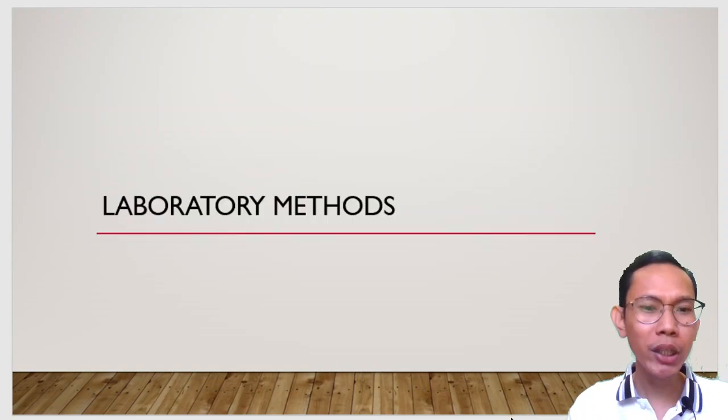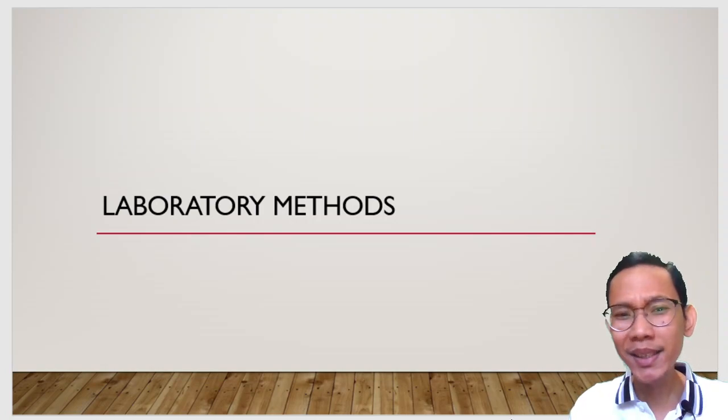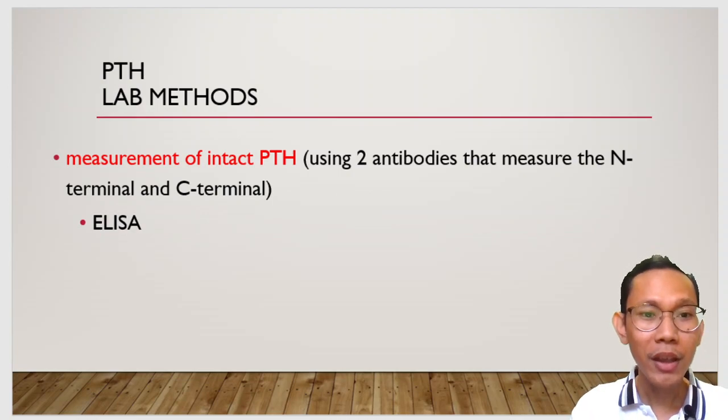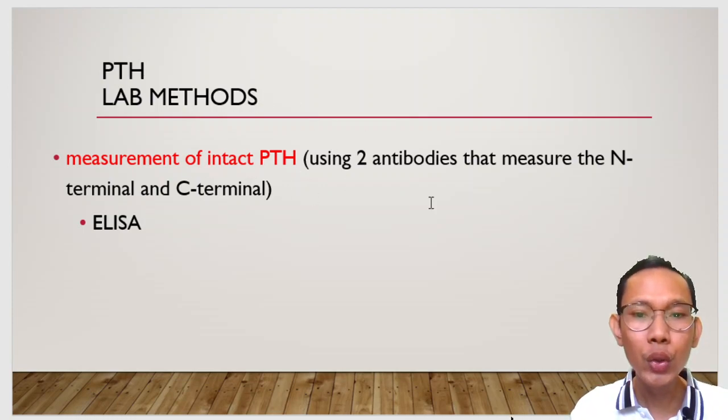Now, let's proceed with our laboratory methods. I guess guys, this is gonna be a very short discussion lamang. So, for the laboratory methods, we will be measuring the intact parathyroid hormone. So, how do we measure that? Using two antibodies against your N-terminal and your C-terminal using your ELISA. Your intact parathyroid hormone is actually the biologically active form.